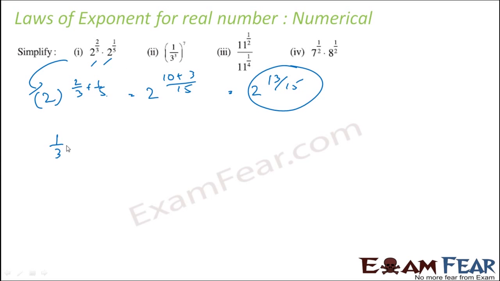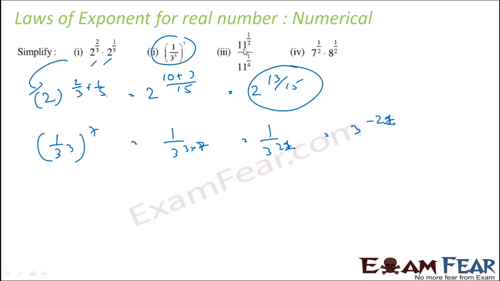Let's take this 1 by 3 to the power 3 by 7. This becomes 1 by 3 to the power 3 into 7. That is 1 by 3 to the power 21. That is 3 to the power minus 21. Sorry, it's 21. 7 into 3 is 21.